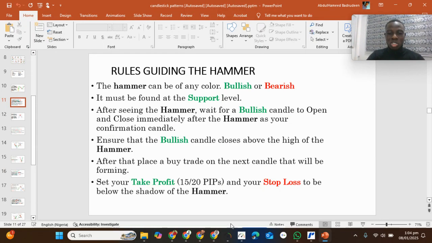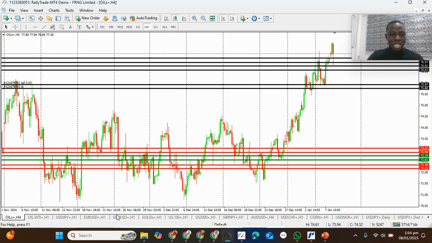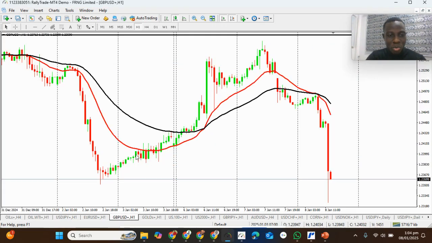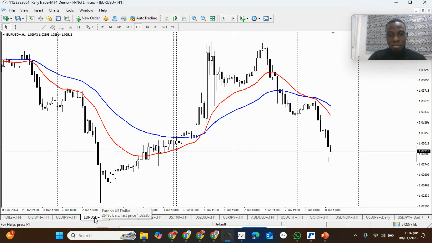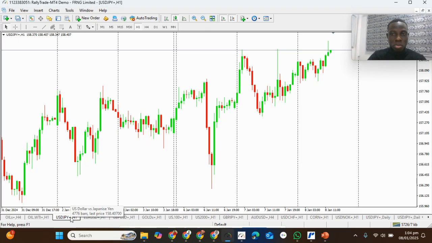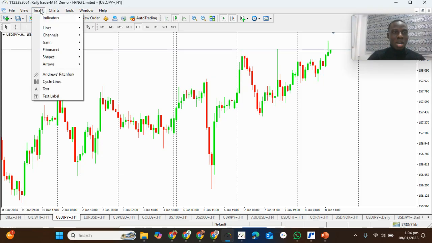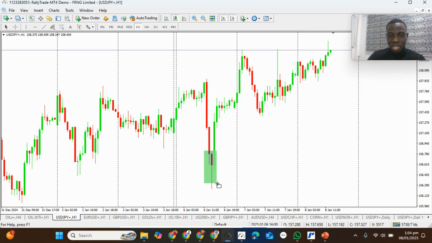So let's look at the chart. Let's see, is there anywhere on the chart where we have something looking like a hammer? Okay, this is a typical example of a hammer. A typical example of a hammer. This is USD JPY.